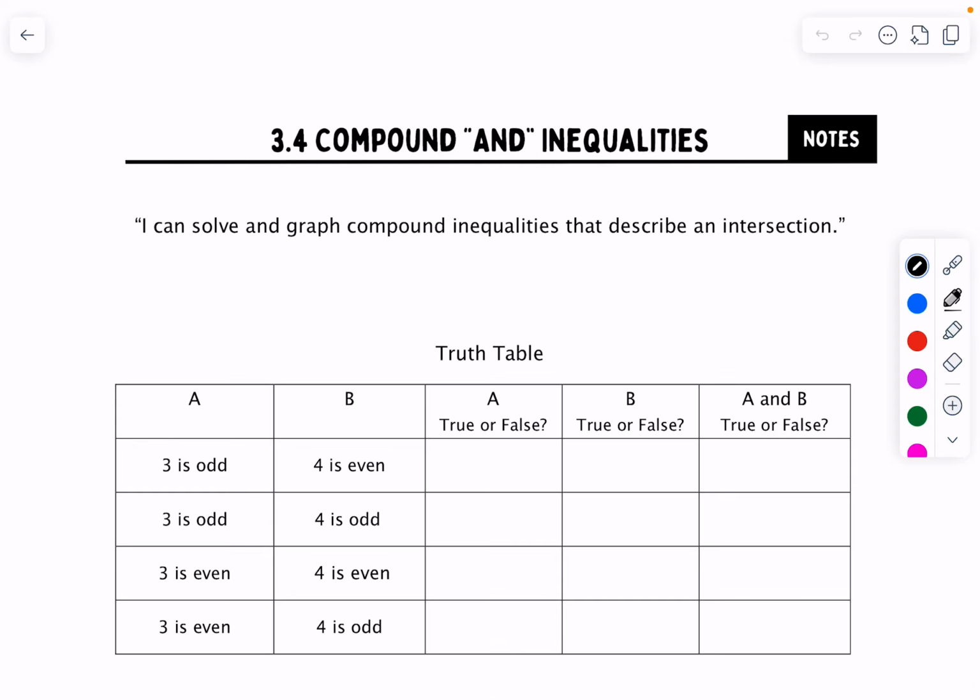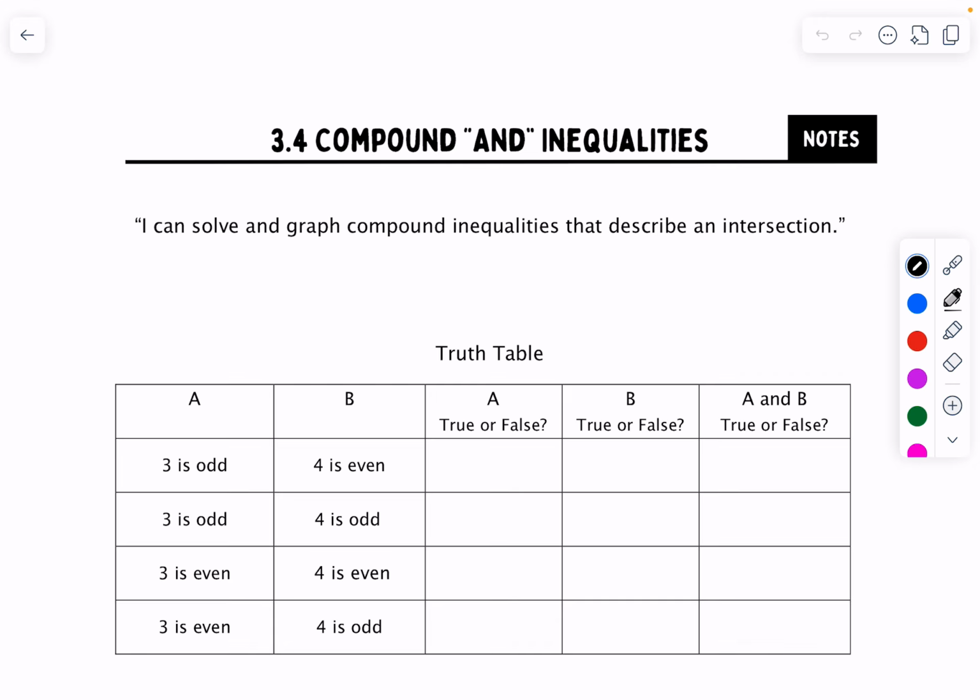Welcome back. In our last learning target, we talked about compound OR inequalities, where we either had a value going to the left or a value going to the right, a value that was less than or a value that was greater than. In this learning target, we're going to talk about what happens when they meet in the middle and they cover an area together.